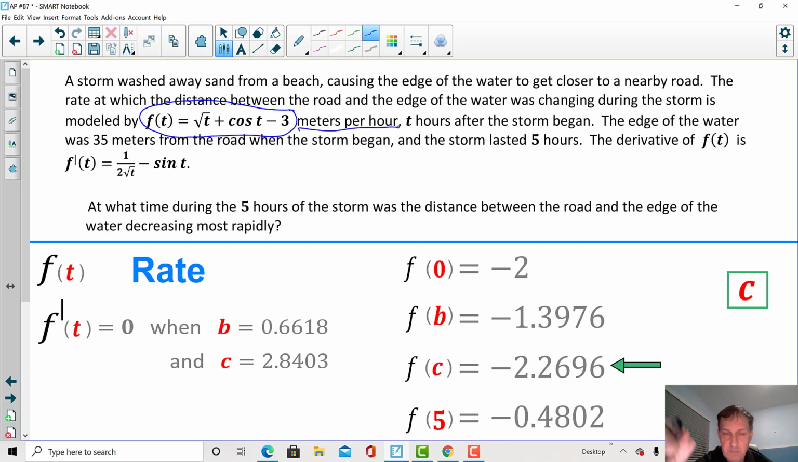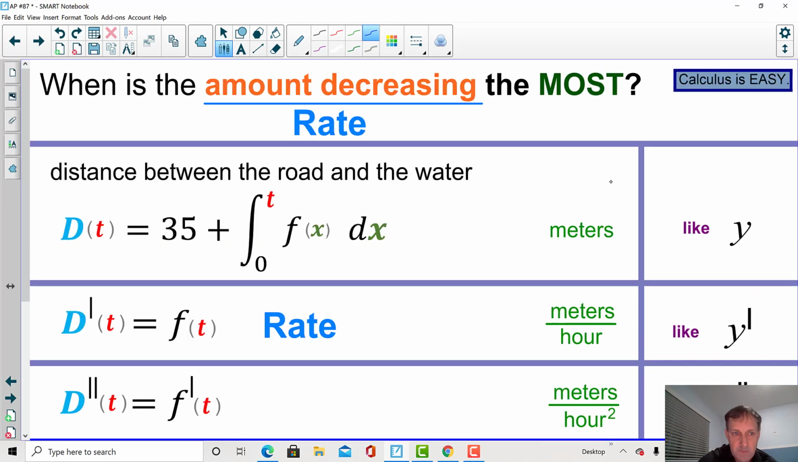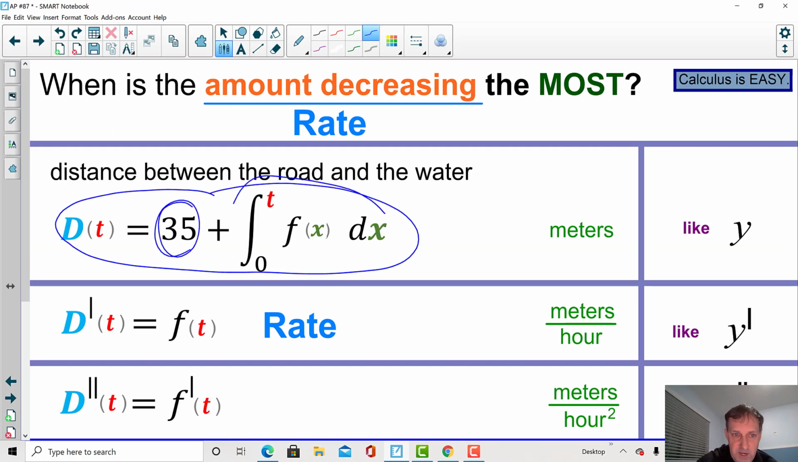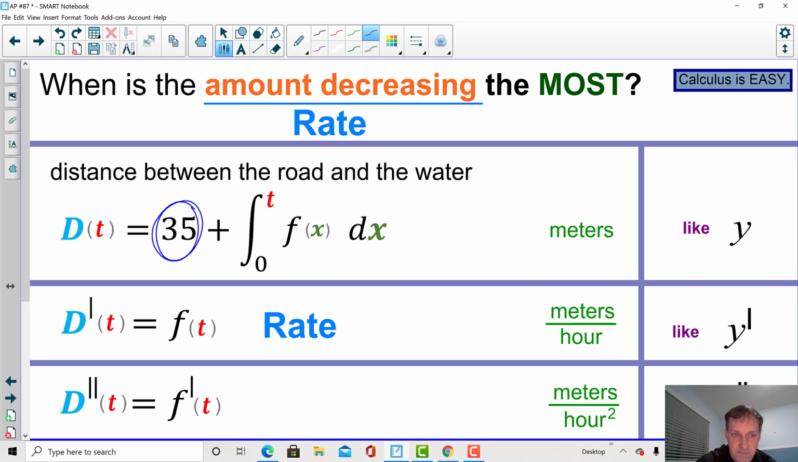Units would be meters per hour. So the question is again asking about what time, so our answer is going to be a time, during the 5 hours of the storm, was the distance between the road and the edge of the water decreasing the most. Now the distance between the road and the edge of the water is kind of like your d, it's your distance function. You could say d of t. We don't actually know that function, we haven't written it down. If we wanted to write it down, it would look something like this. Here's your distance function right here. Just be the starting amount plus all the changes. And the starting amount was 35.